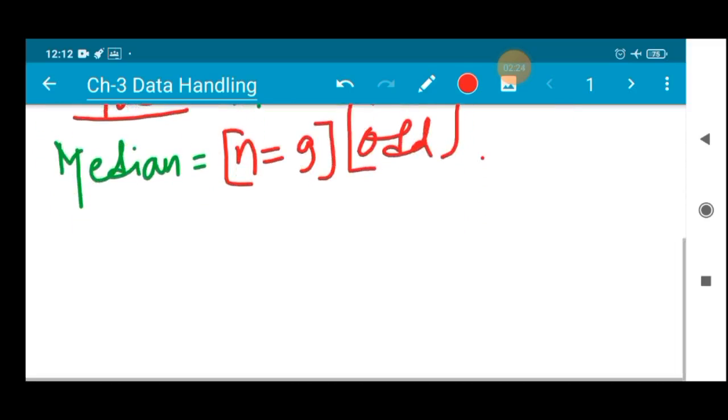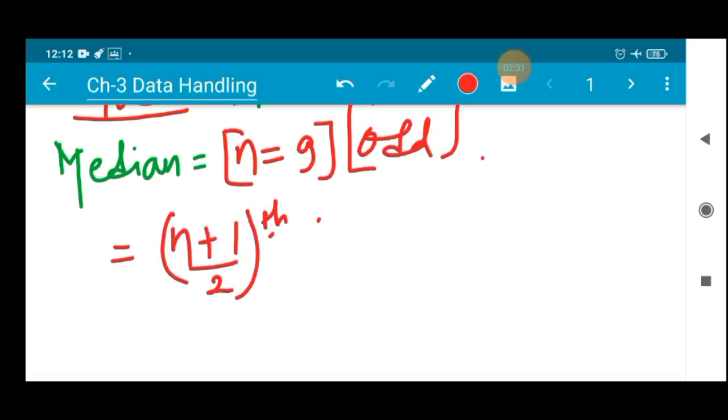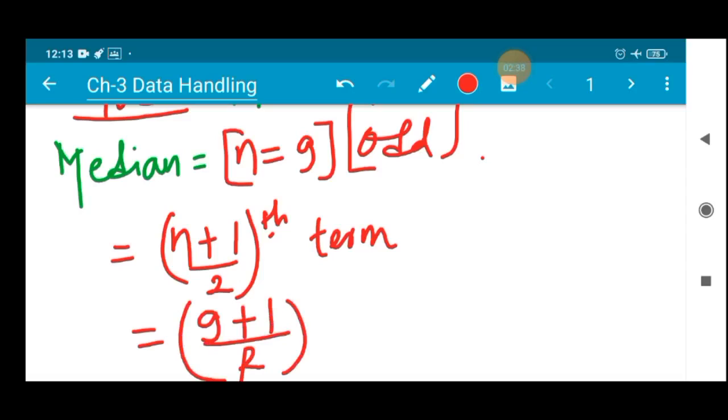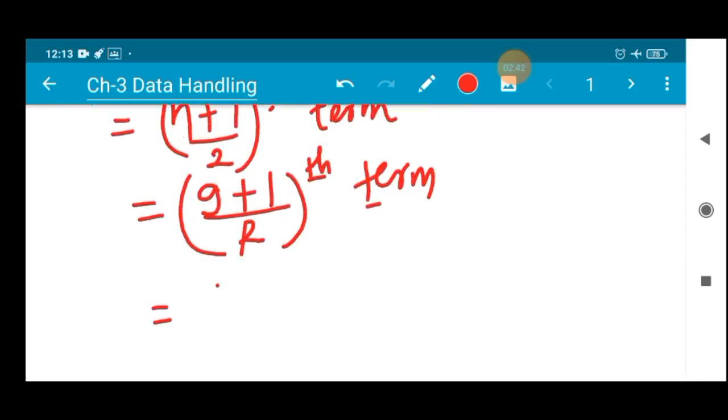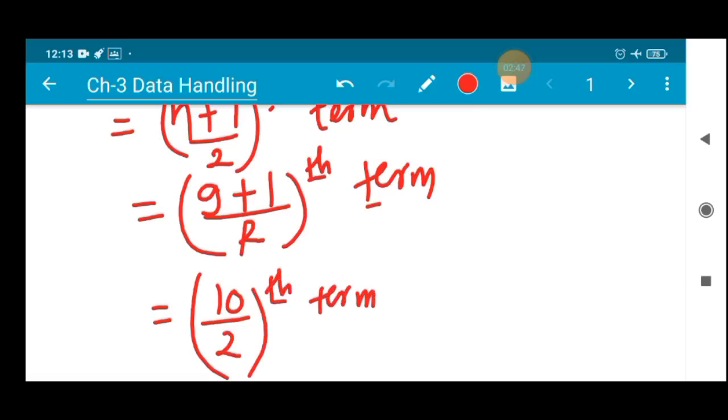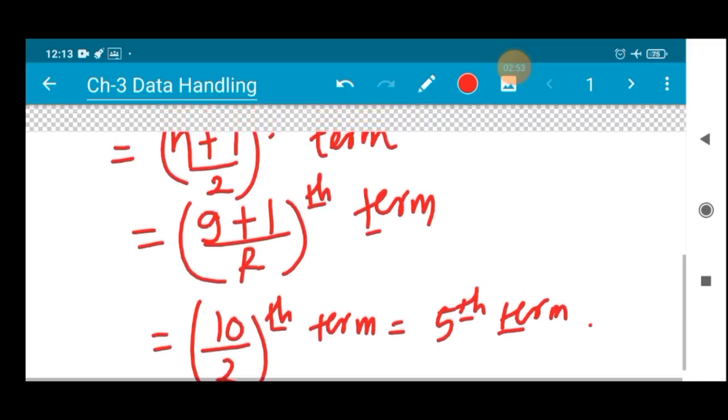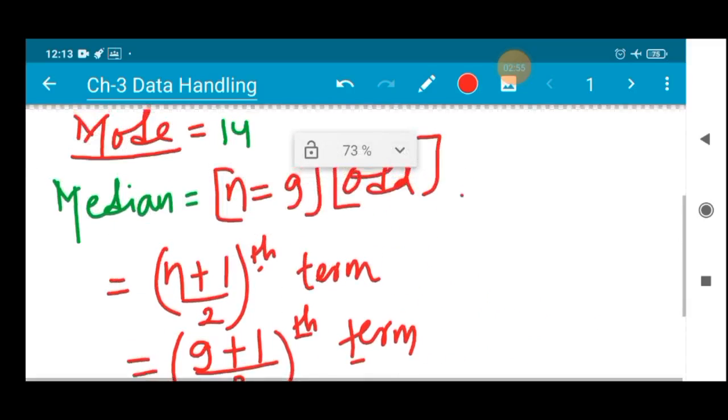When you have an odd value, you will use the formula which I have given you already: the (n plus 1) divided by 2 th term. Our n value is 9. So (9 plus 1) divided by 2 th term. 9 plus 1 is 10, and when you divide 10 by 2, you'll get the fifth term. The fifth term is not the median. The fifth term is the term from which we select our median.